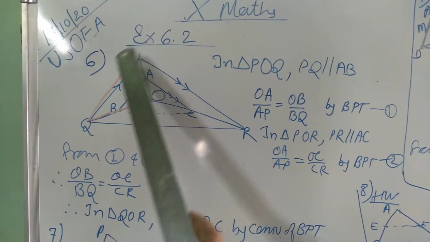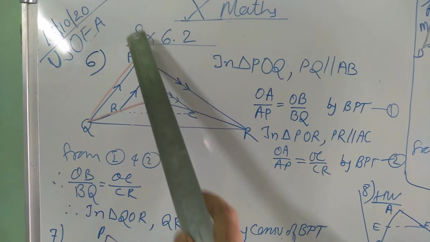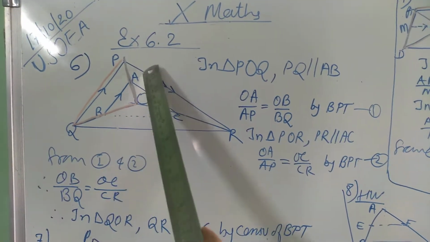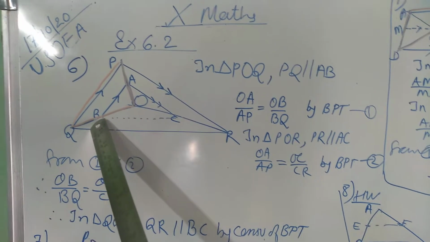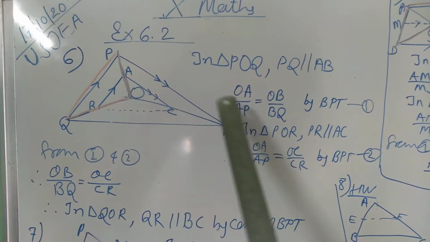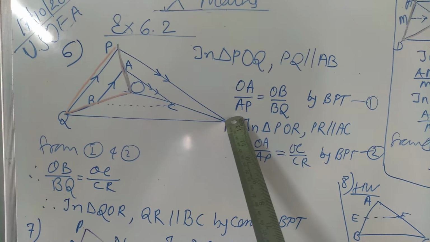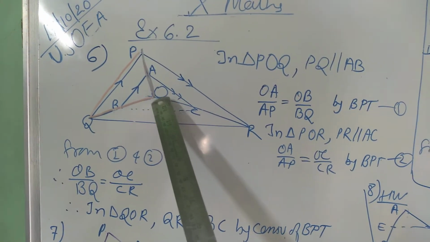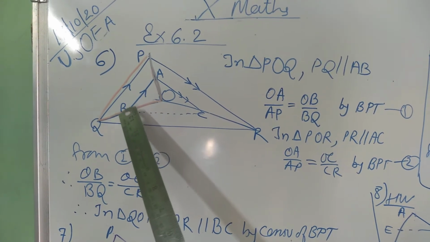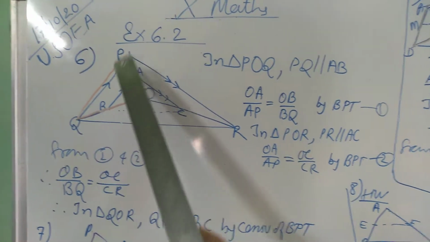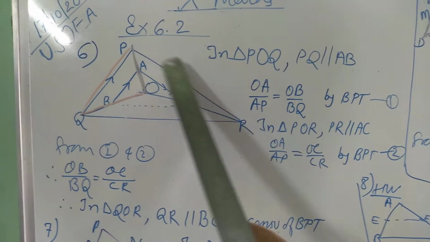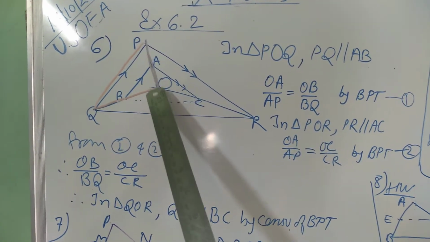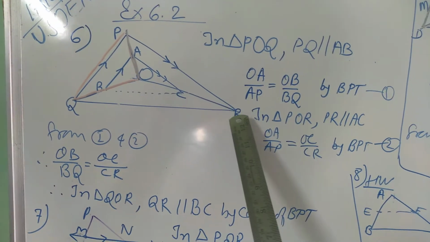So first we have considered this triangle. Now in this triangle we can see that a side of the triangle is parallel to this line. It means OA to AP is equal to OB to BQ. Then we have considered this triangle and we got OA to AP equal to OC to CR.